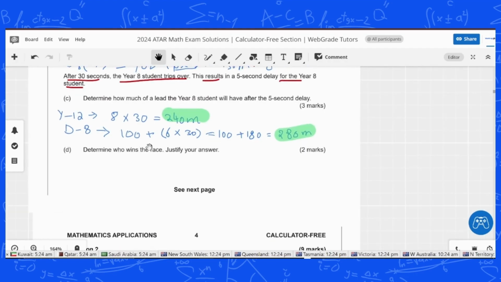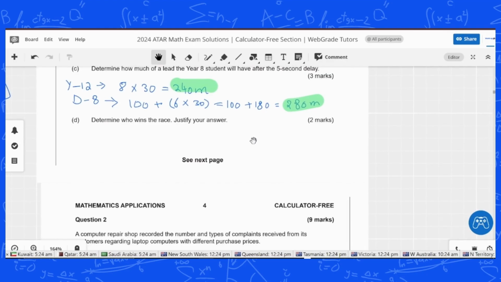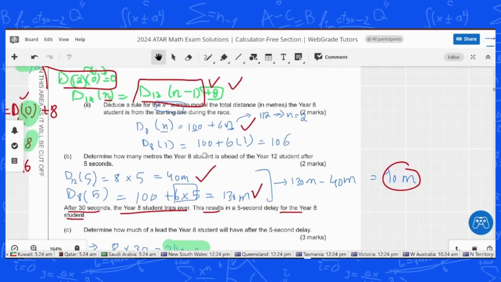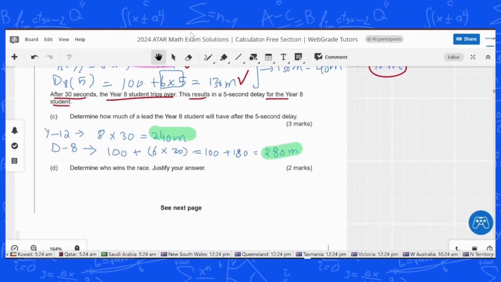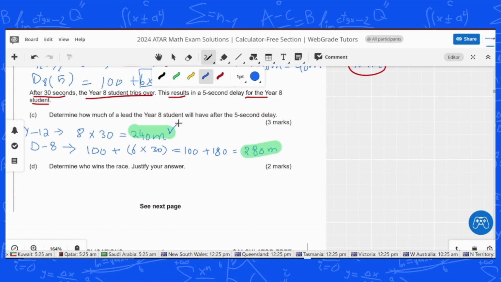That means for the 5 seconds, year 8 stays at 280 meters and year 12 keeps running at 8 meters per second. The distance year 12 covers in 5 seconds, as we already found, is 40 meters, and he keeps running. So we take 240 for the 30 seconds plus 5 more, which is the new position: 240 meters plus 40 meters. So now the final position after the delay is 280 meters.